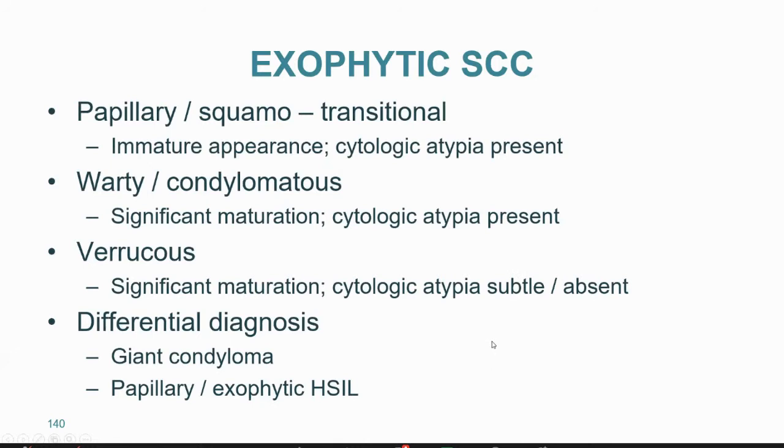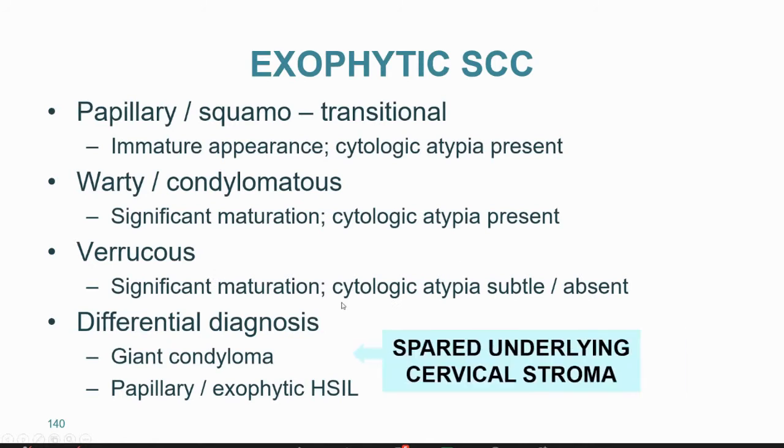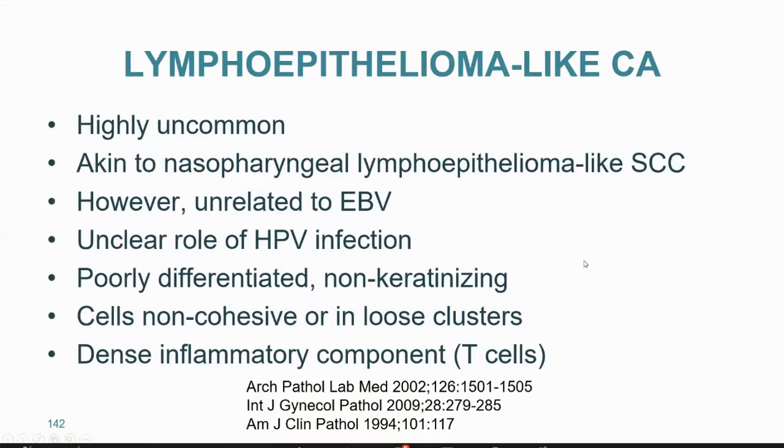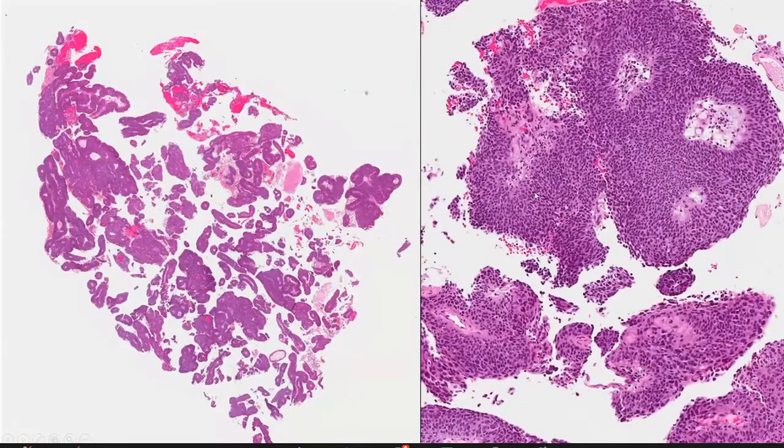There are other variants of squamous cell carcinoma, particularly when they're exophytic. We have terminologies for that: papillary or squamotransitional, warty or condylomatous, verrucous carcinomas. In these cases, the differential diagnosis is with an in situ lesion, in which case the underlying cervical stroma will be spared, and there will not be significant cytologic atypia. This was a squamotransitional papillary squamous cell carcinoma with a very distinct nuclear morphology.